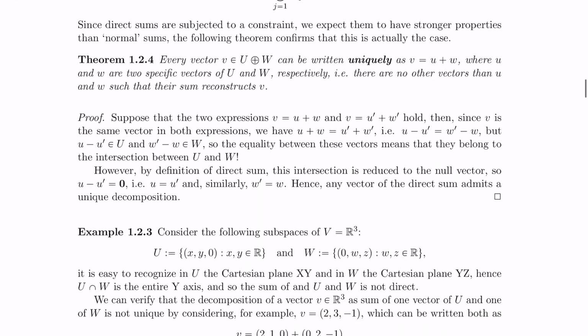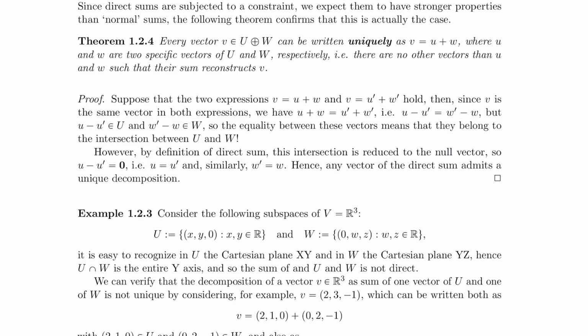This theorem shows that having a trivial intersection has an important consequence on the sum. In fact, the theorem states that every vector v belonging to the direct sum of U and W can be uniquely written as the sum of a vector belonging to U and a vector belonging to W. What does it mean uniquely? It means that there are no other vectors other than u and w such that their sum reconstructs the vector v. The proof of this theorem is very easy and very significant.